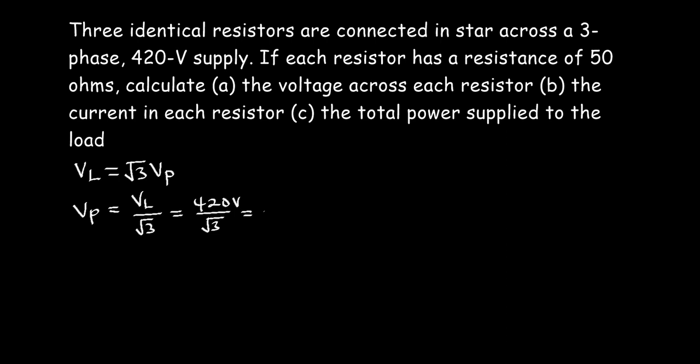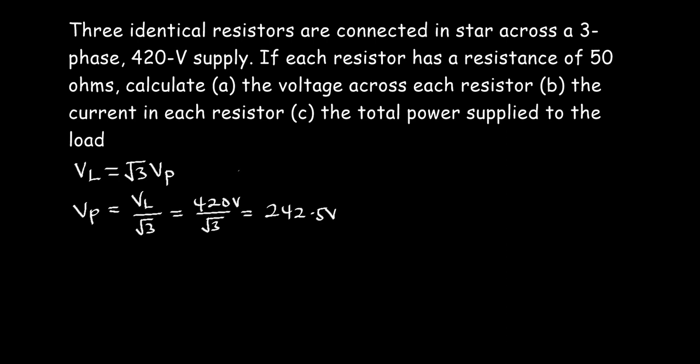So let's simplify this and see what you are going to get. So 420 divided by the square root of 3, that will give us a value of 242.5 volts. So this will be the phase voltage, which is the voltage across each of the resistors.